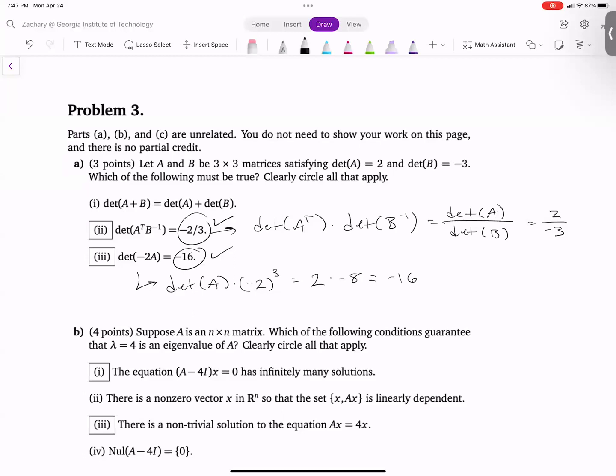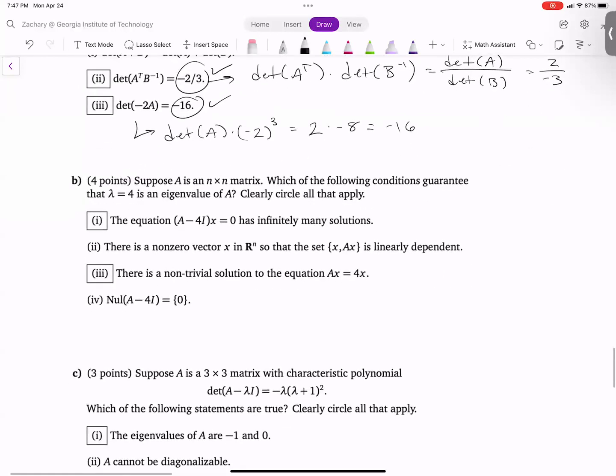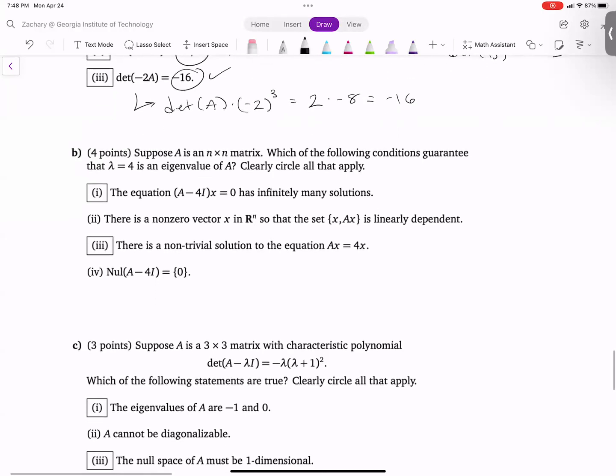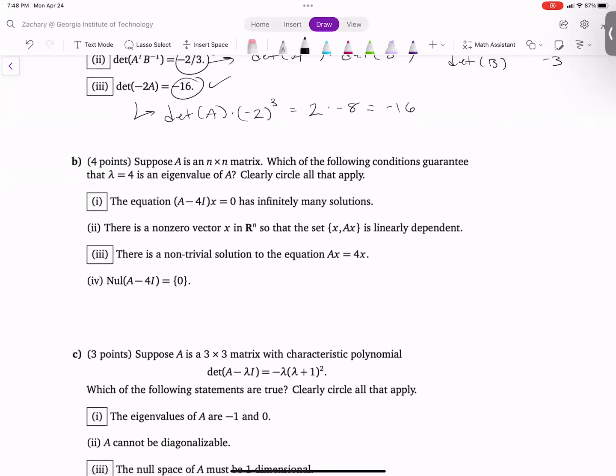All right. Moving on to part B here. Suppose A is n by n, which of the following guarantees that lambda equals 4 is an eigenvalue? Okay, the first one guarantees that the equation has infinitely many solutions. If this has infinitely many solutions, what does that mean about the invertibility of A minus 4I? It's not invertible, right?